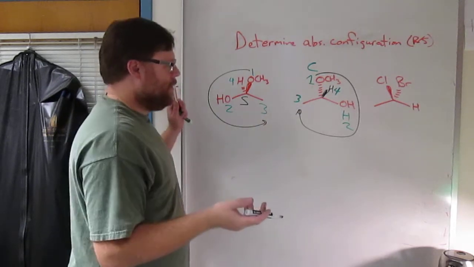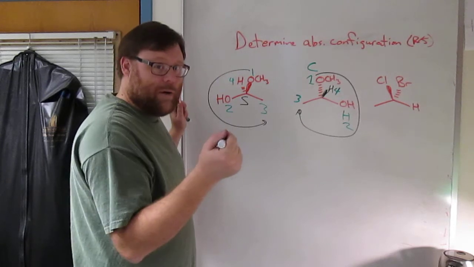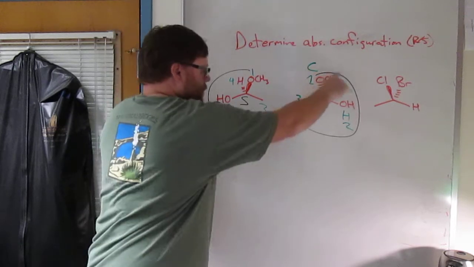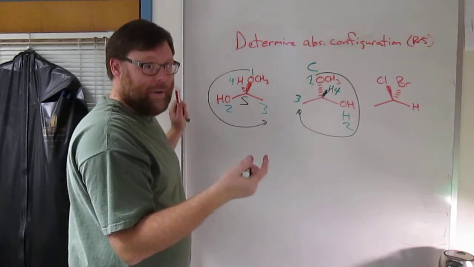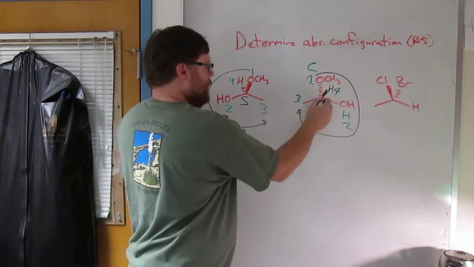And so what I think you can do is simply draw your arrow 1 to 2 to 3 with the low priority group sticking out at you, and then take the reverse. So clockwise arrow, but you're doing it backwards. So clockwise actually means counterclockwise, which would mean that's S.